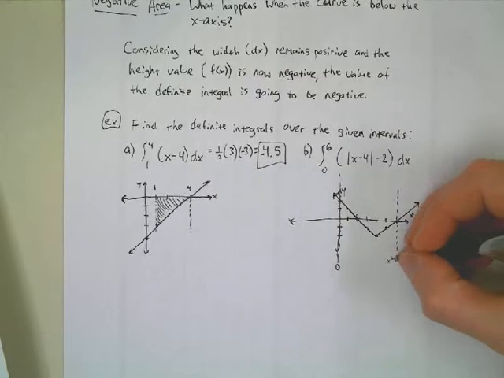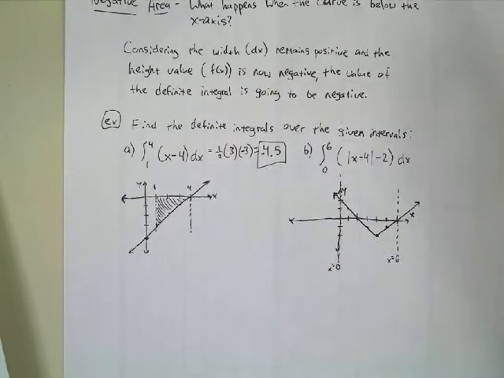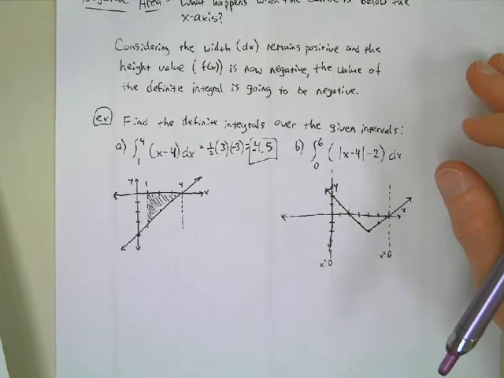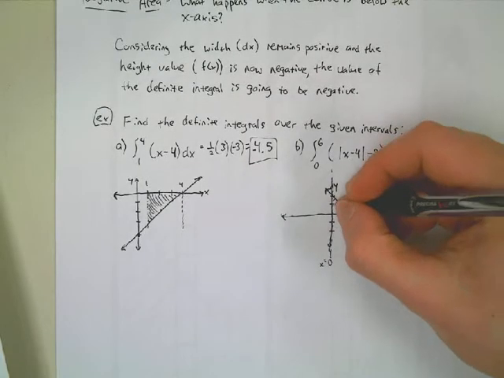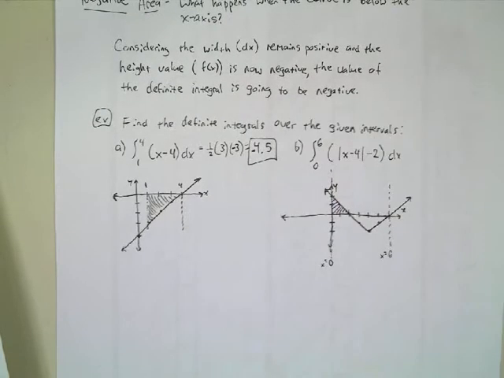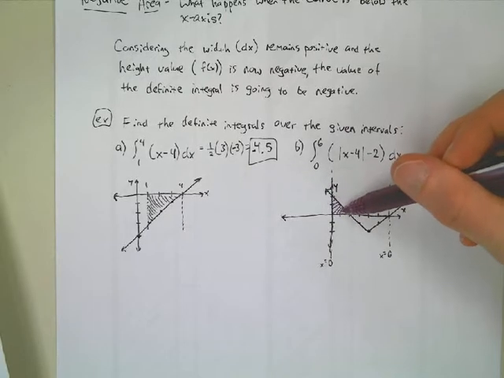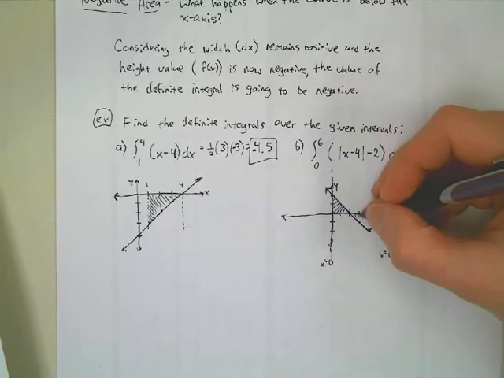So in this case, Connor correctly identified that we have both positive and negative areas. We have this piece, and again, it's between the curve and the x-axis, so this piece is above the x-axis. But then the curve goes below the x-axis, so we have this region right here as well that we are concerned with.